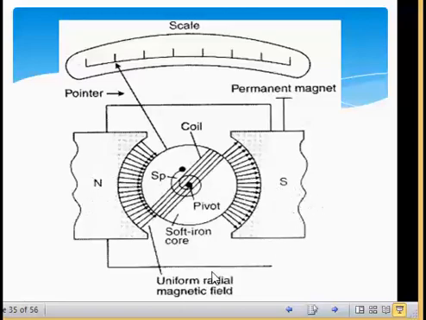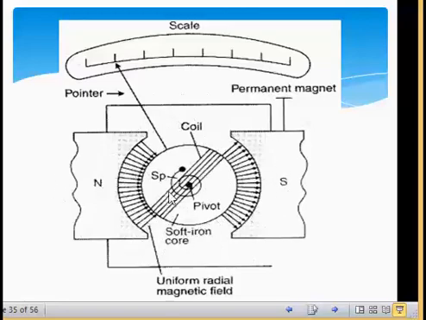Now this coil has terminals to which I can connect an external current. So once current flows through the coil, a torque will be produced due to the interaction of the external magnetic field and the internal magnetic field of the coil due to the current. That will cause the pointer to deflect on the scale according to the current it receives. So this is a galvanometer, and as you can see, this is the principle behind every measuring instrument.